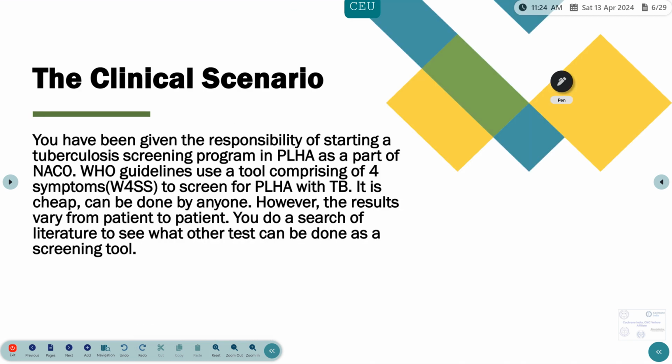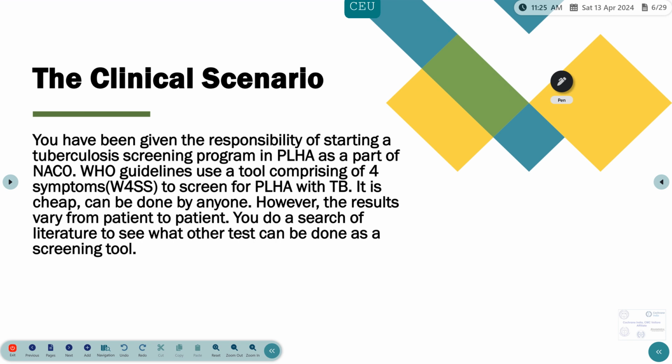Coming to the article for critical appraisal today. The scenario is that you've been given the responsibility of starting a tuberculosis screening program in patients living with HIV and AIDS as part of the NACO protocols. WHO guidelines use a screening tool comprising 4 symptoms to screen for PLHA with TB. It is cheap and can be done by anyone, but the results vary from patient to patient. Also, some people say that it aggravates the stigma related to TB. So you want to see if there's any other screening tool that can be used.